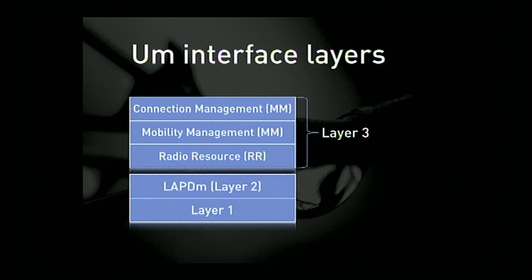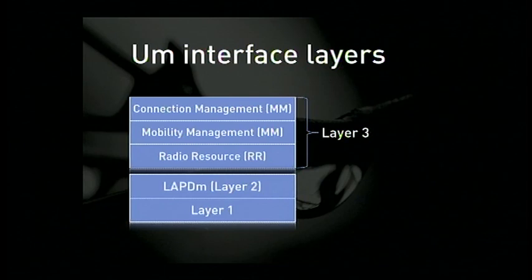And the thing is, in this layer three, you need an established connection on the lower sublayer to have something going on in the next sublayer. So you need a radio resource connection to do something mobility management-wise, and for the next layer, the same.